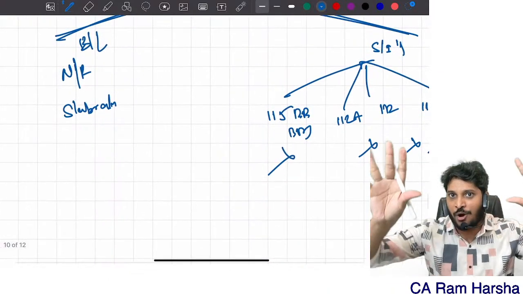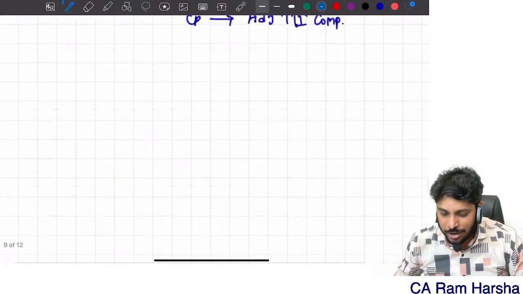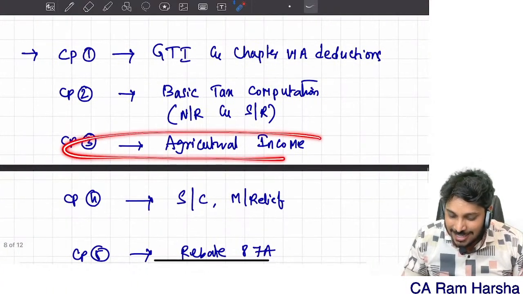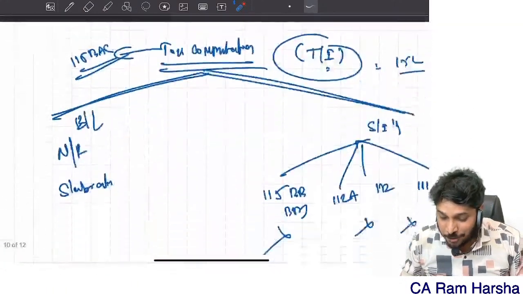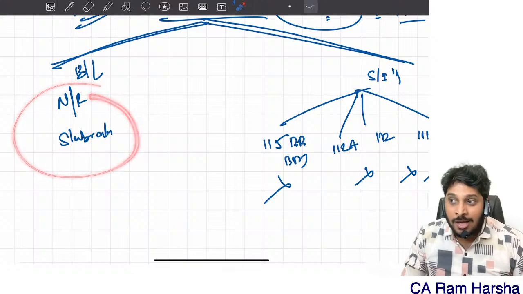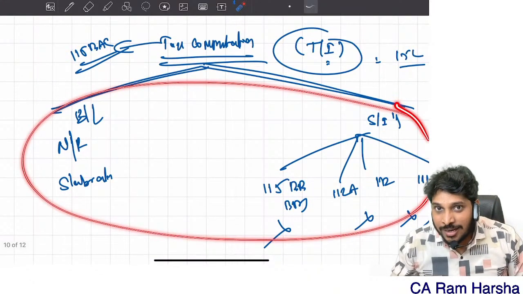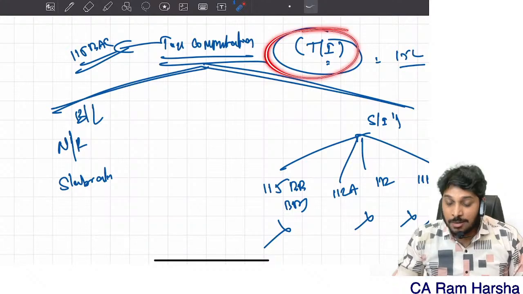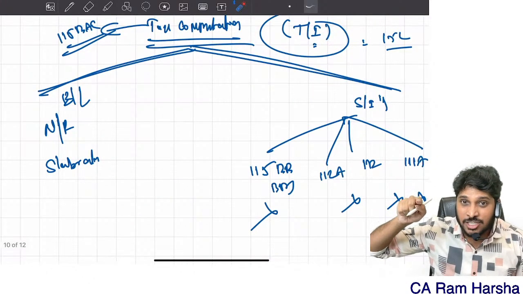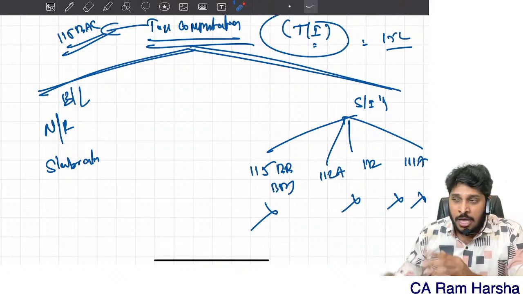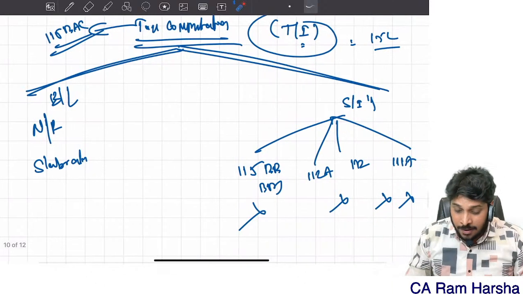Now the most important adjustment, the most important checkpoint. What is the next checkpoint? Take agriculture income. Before you compute tax here, see whether agriculture income is there. Don't do the splitting directly. See whether the question has agriculture income, because you already claimed exemption. If agriculture income is there, then basic tax.